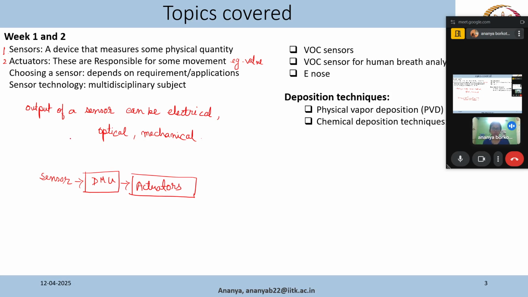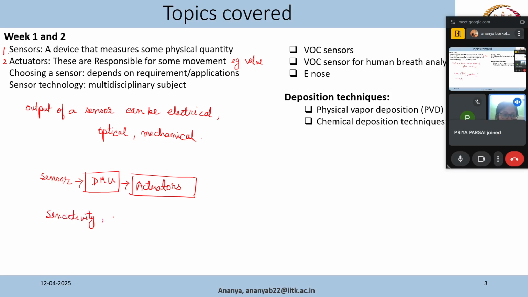Now, what kind of sensor we will be using in our sensor system depends on the requirement and the applications. We have also learned that there are certain factors, like the sensor characteristics. The characteristics can be the sensitivity of the sensor, the response time of the sensor, and the range of the sensor. Say it's a temperature sensor, it can sense a temperature in the range, say 10 to 100 degrees Celsius, then that will be the range of the sensor.